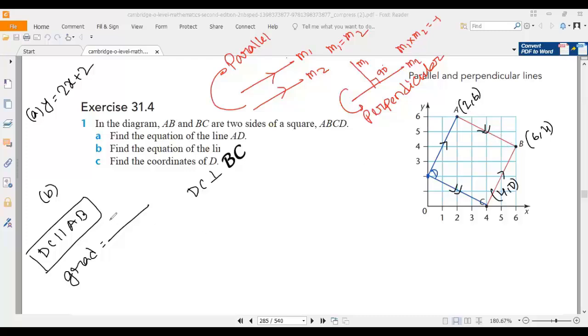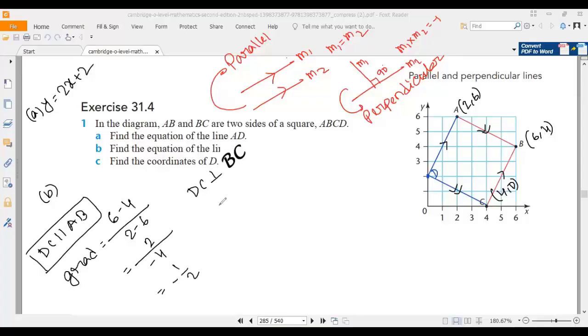So the gradient of AB equals 6 minus 4 over 2 minus 6, rise over run: the difference of ordinates divided by the difference of abscissas. 6 minus 4 is 2, 2 minus 6 is minus 4. After dividing 2 and 4 by 2, we get minus 1 by 2.